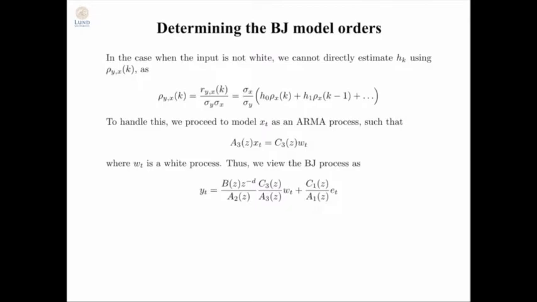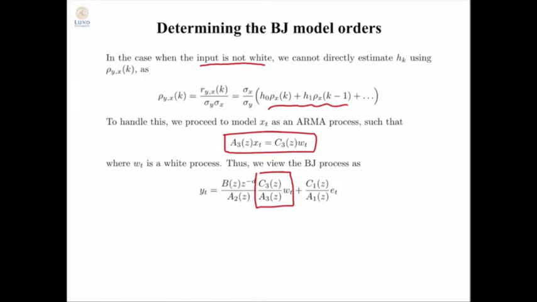However, the input is typically not white. In the case of rain, obviously it's not going to rain like a white process. It will have some structure, and this is true for most things: they are not white. If so, we cannot directly estimate h of k because of this very complicated structure linking the impulse response to the cross correlation. But we can be smart. We can create a white input. To do that, we model the input as an ARMA process like this, and then we rewrite the input as being driven by white noise.